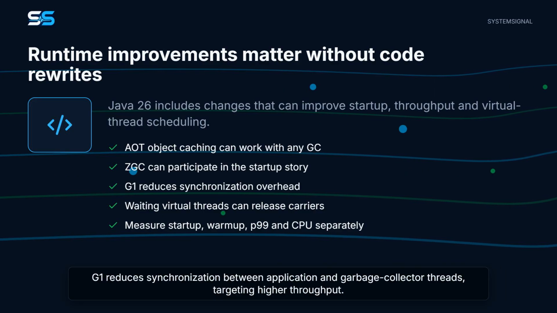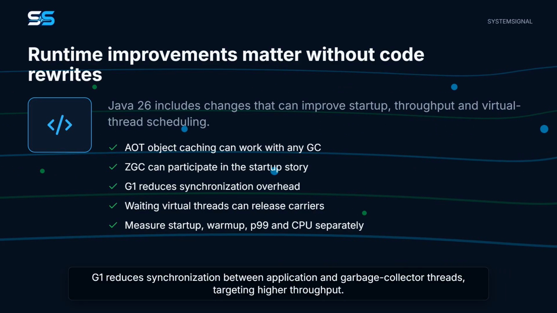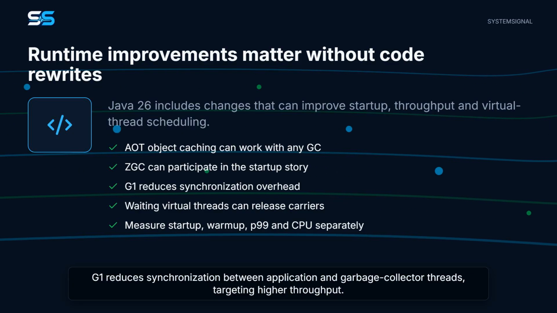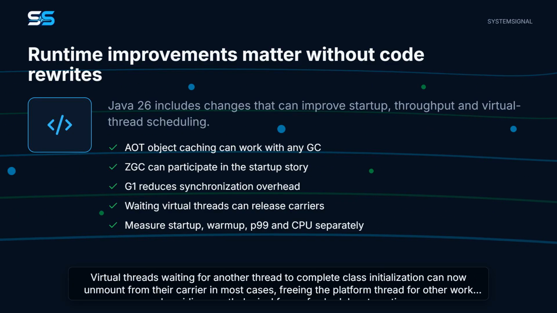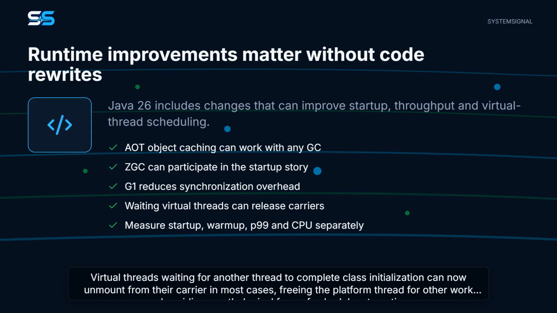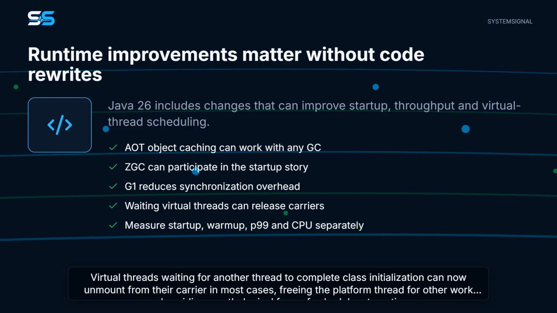G1 reduces synchronization between application and garbage collector threads, targeting higher throughput. Virtual threads waiting for another thread to complete class initialization can now unmount from their carrier in most cases, freeing the platform thread for other work and avoiding a pathological form of scheduler starvation.